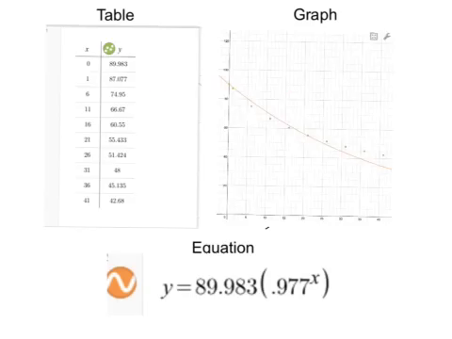We'll start off with the initial condition, which is shown in the table here, the graph here, and the equation here. The initial condition is the starting point, otherwise known as the y-intercept. It is 89.983 degrees Celsius. That was the temperature that the water was when we first put the probe in.